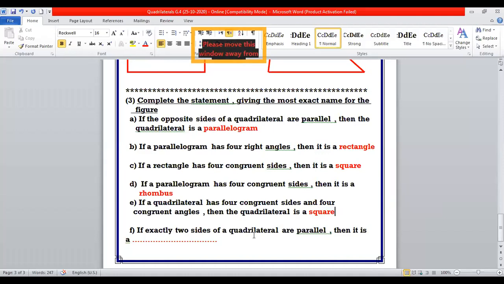F. If exactly two sides of a quadrilateral are parallel, we have only two parallel sides. What is the quadrilateral that has only two parallel sides? Trapezoid. Very good.